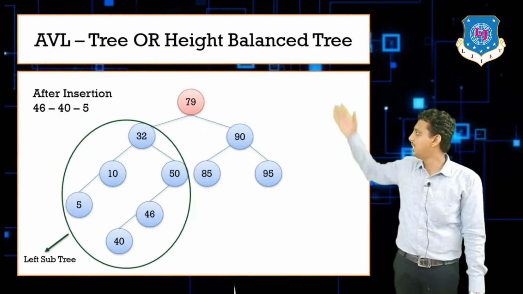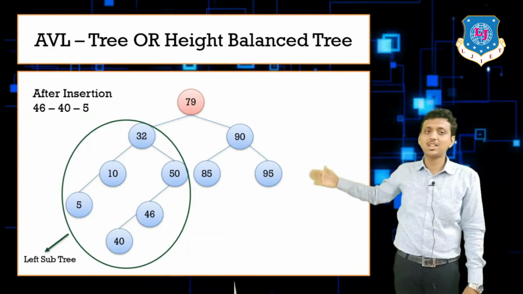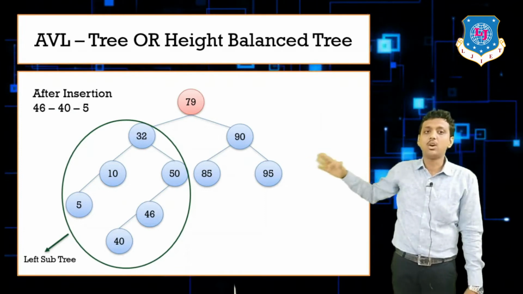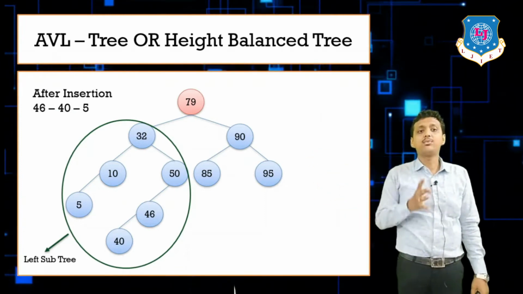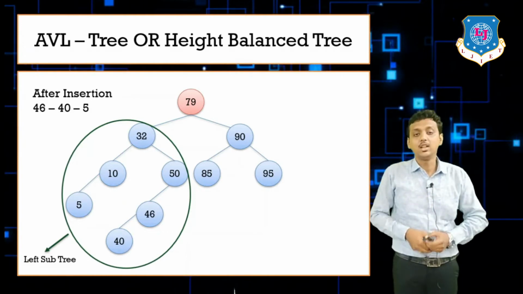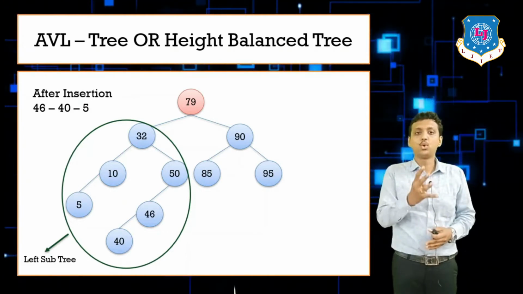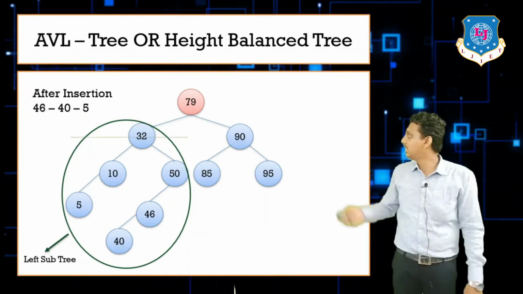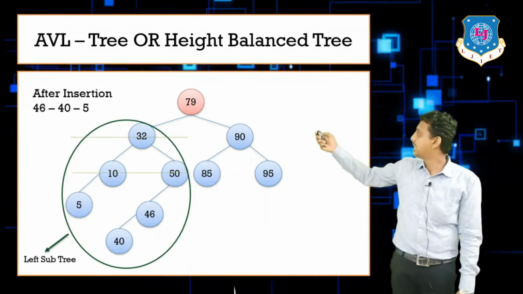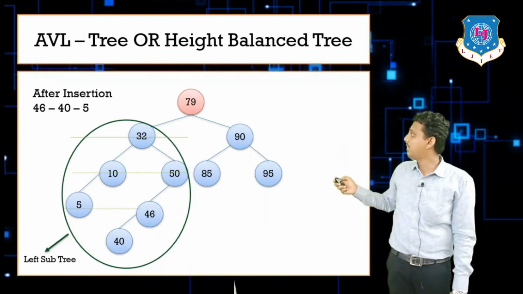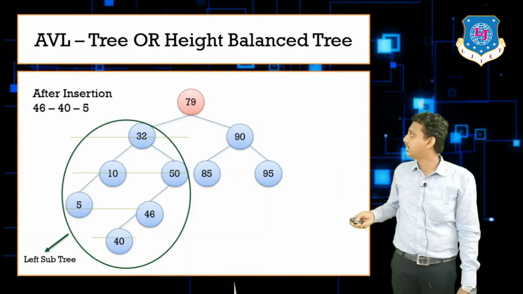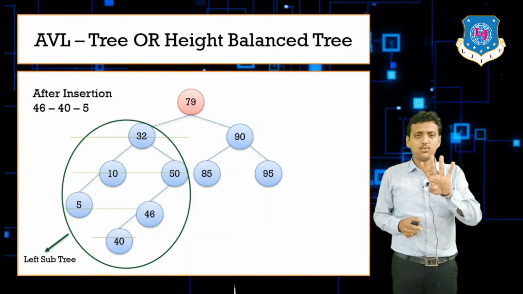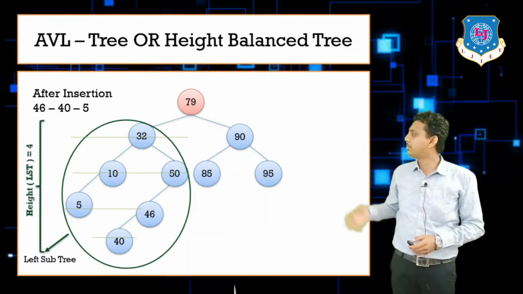Since how many levels are there in total for the left subtree? See, 32 is at one level, 10 and 50 are at another level, number 2. Now 5 and 46 are at number 3, and 40 is at the next level. So here we have 4 levels. That means the height of the left subtree is, students, 4. See, 32 is 1, then we have 10 and 50, then 5, then 40. Okay, so here the height of the left subtree is 4.